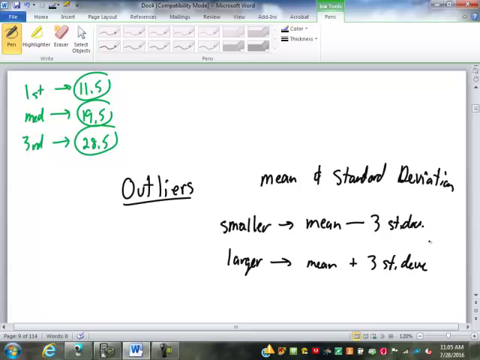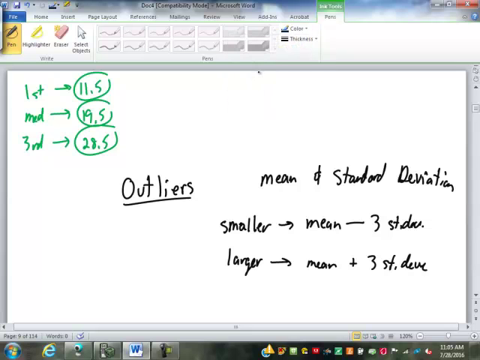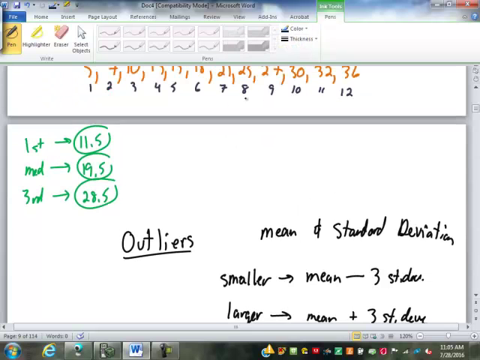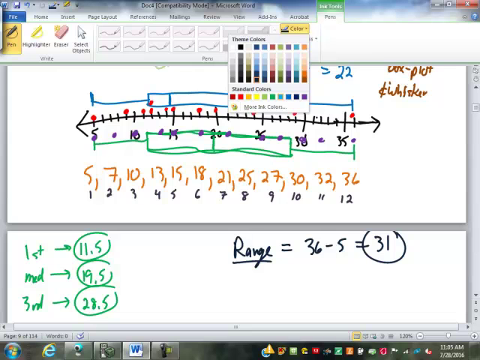Well, on our box and whisker plot, there are some other things that can come into play. There's a measure of spread in the box and whisker plot that can be used to analyze our data a little bit more. We talked about the range. For both sets of data here, the range is 36 minus 5, or 31. But then there's something called the interquartile range.